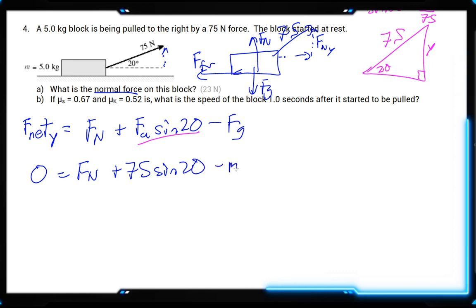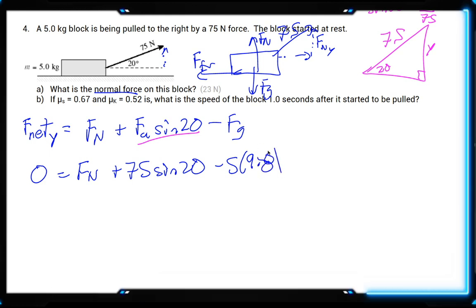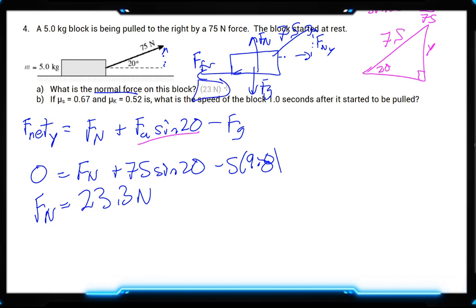Take away m. Oops, not m. Let's put in the number. 5 times 9.8. And we solve that, and we get Fn to be 23.3 newtons, but 2 sig figs, so it rounds to the answer that is on the sheet of 23.